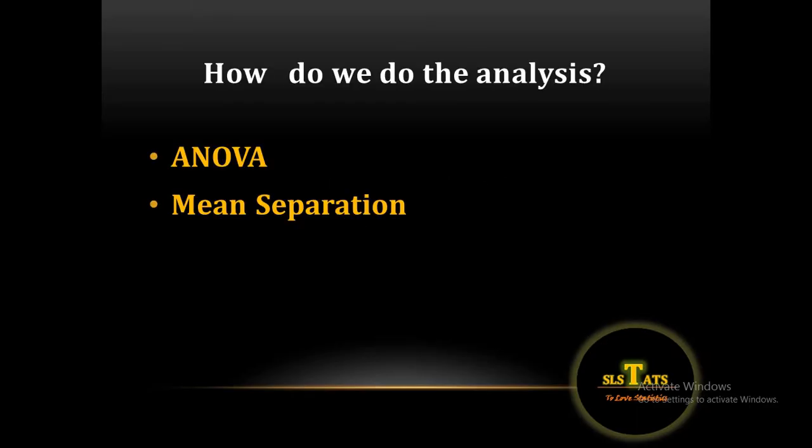Step 2. How do we do the analysis? First, you should obtain the ANOVA table, and then if a significant difference exists among the treatments, you should do a mean separation to identify which treatment is significantly different and which is not. Because ANOVA itself gives only whether there is a significant difference among the treatments or not.